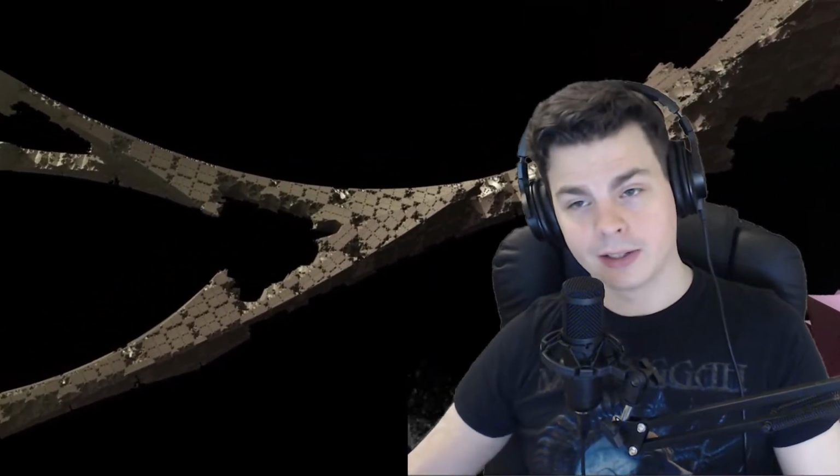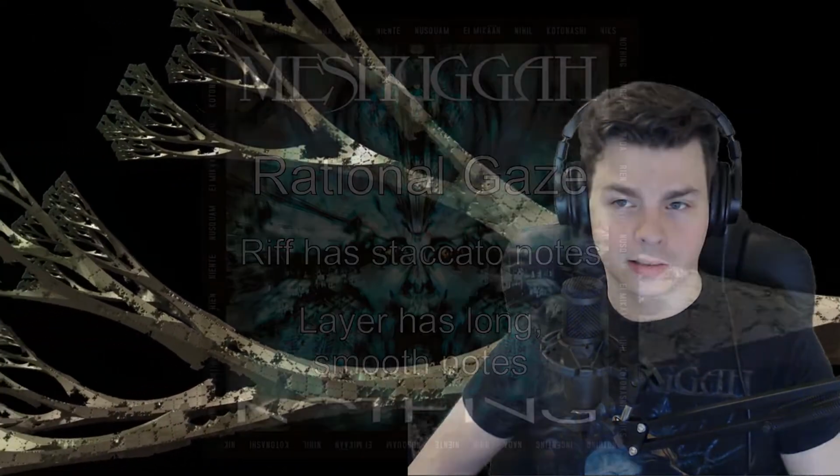whenever Meshuggah do layers, they tend to be very legato. They tend to be smooth. They use tremolo picking to sustain notes for a very long time. They tend to use a few slides, and when they use bends, they tend to be subtler.